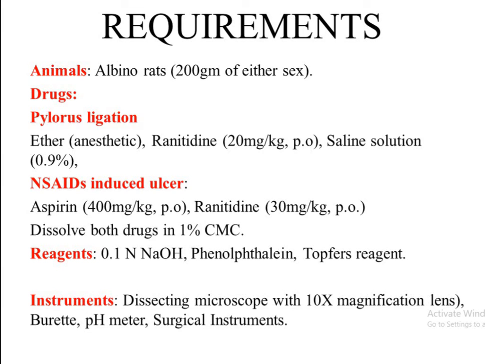the requirements for this experiment. We will require albino rats of 200 grams of either sex, and drugs as given in the PPT. We will use Pylorus ligand, ether anesthesia, ranitidine, and for NSAID induced ulcer we will use aspirin or diclofenac, whatever you want to use. You can use the specific dose of that drug in this experiment. The reagent we will use here is 0.1 normal NaOH. Students must know how to prepare 0.1 normal NaOH solution, phenolphthalein indicator, and Topfer's reagent. The instruments we will use are a dissecting microscope with 10x magnification lens, burette, pH meter, and surgical instruments. So these will be the requirements for this experiment.